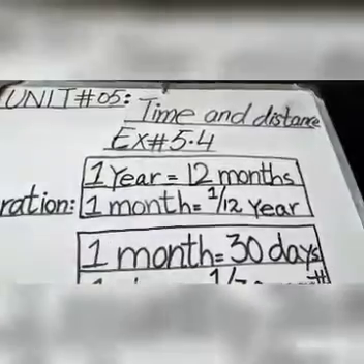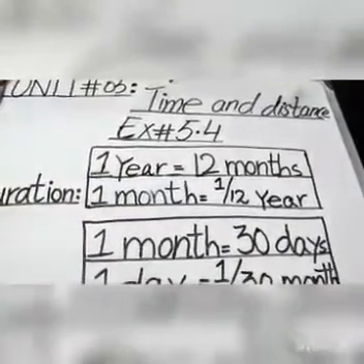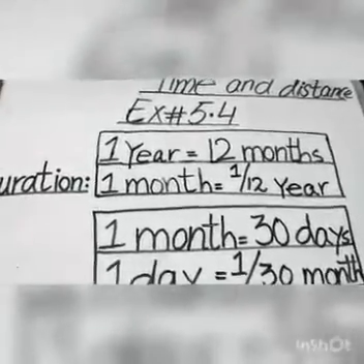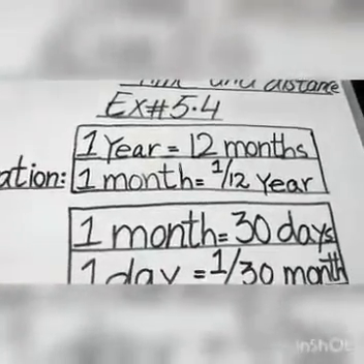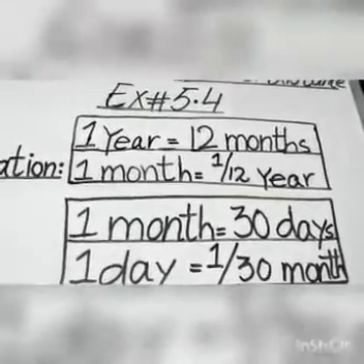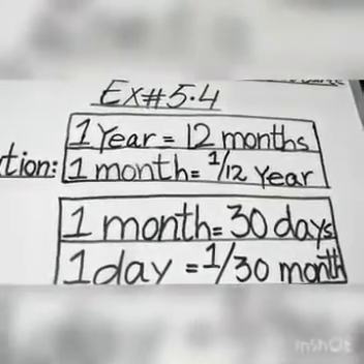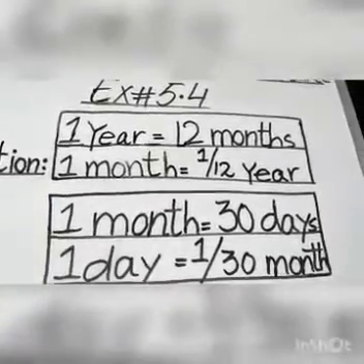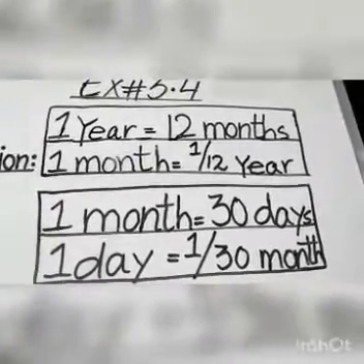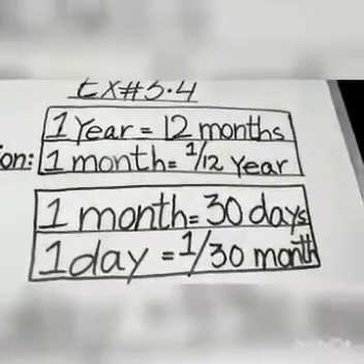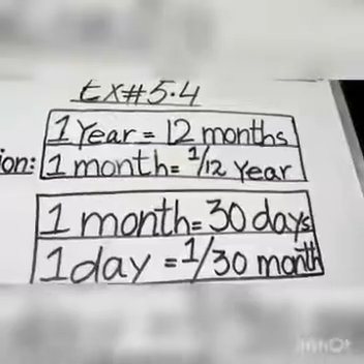Today we are going to have our lecture unit number 5, time and distance. Exercise 5.4. Let's start from duration. As you know, in 1 year there are 12 months. When we convert year into months, we have to multiply by 12. Okay, and 1 month is equal to 1 by 12 years. When we convert months into years, we have to divide it by 12.